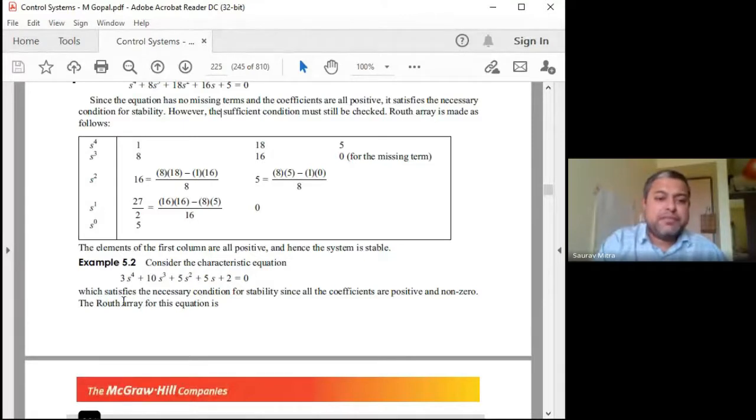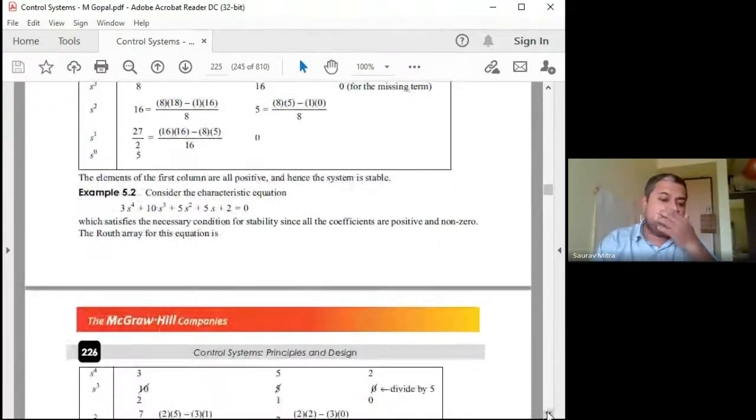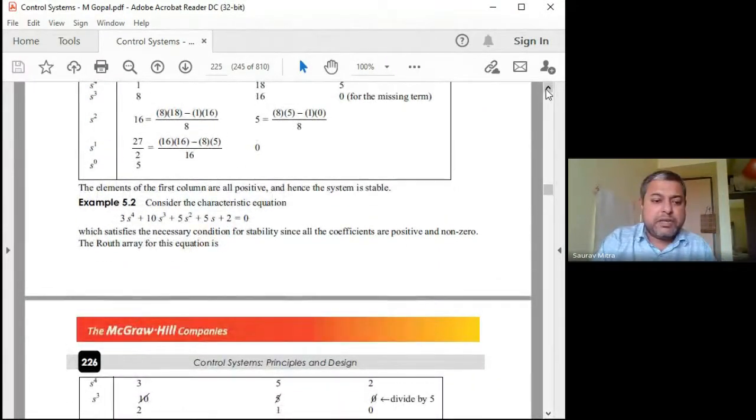So what will be the first line? The first line will be s^4, the second line will be s^3, and in the first column it will be the same thing. So what will be in the first line? 3, 5 and 2. And what will come in the second line? 10 and 5. So you can check here, follow these numbers only. Check what is there in the first line: 3, 5 and 2, and the second line is 10 and 5.